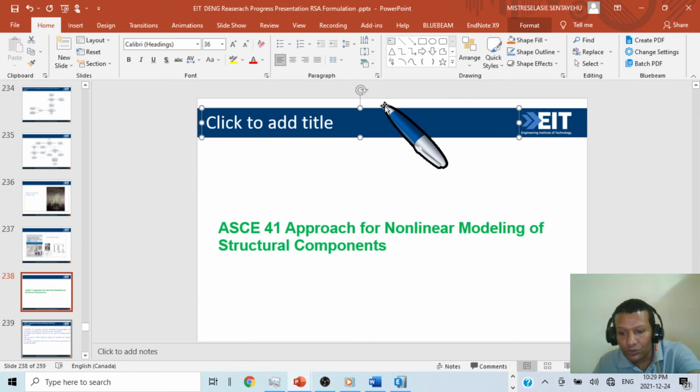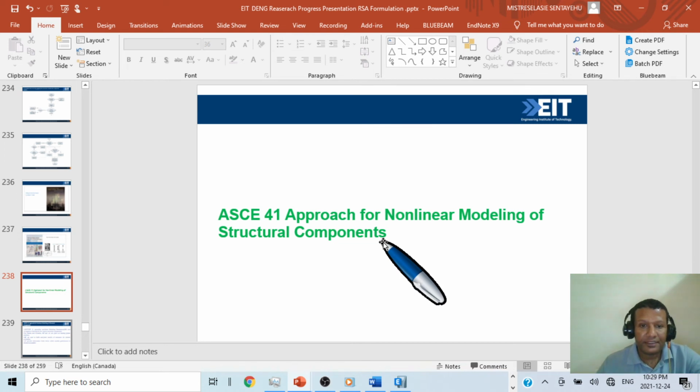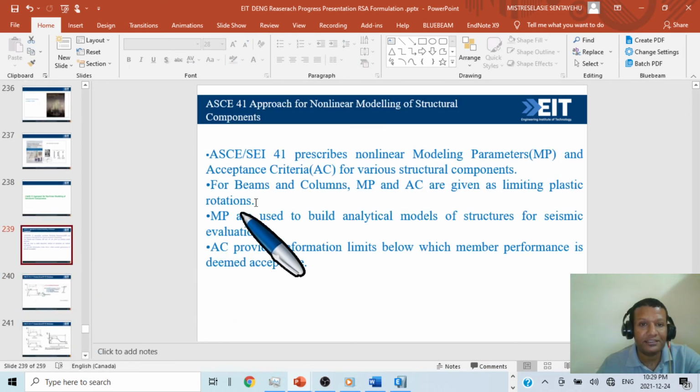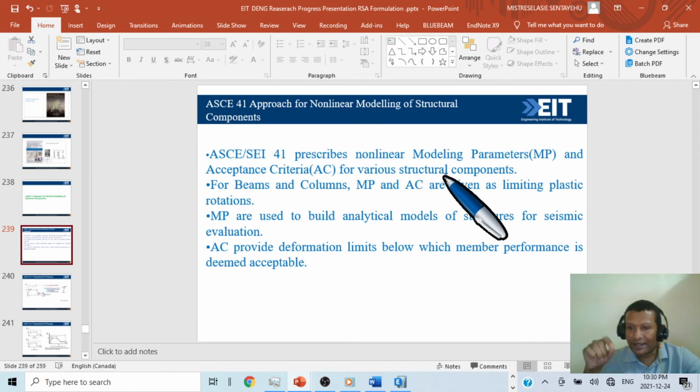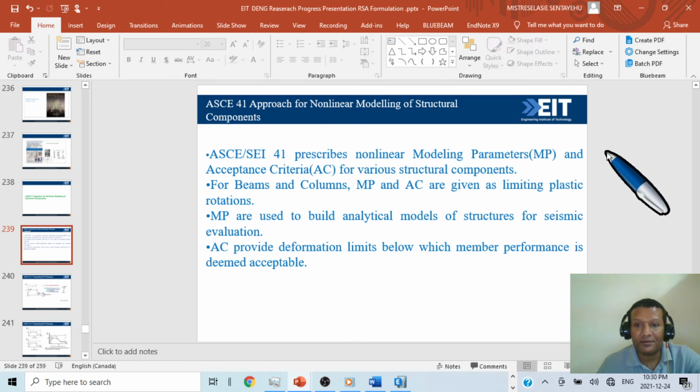So just to wrap up very quickly, I will show you the ASCE 41 approach for nonlinear modeling of structural components. They have a lot of procedures, guidelines and everything. ASCE 41 prescribes nonlinear modeling parameters and acceptance criteria for various structural components, because finding force deformation is not easy. So for each force deformation curve, this guideline ASCE 41 has a table.